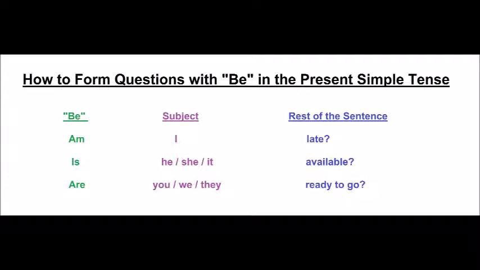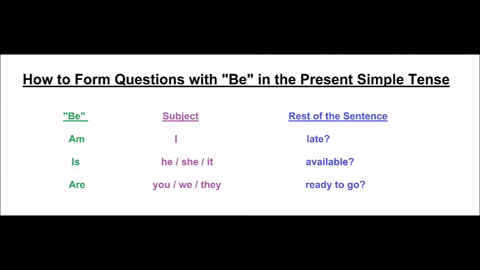Okay? Now moving on to is. Is he available? Or you can say, is she available? Or is it available? Once again, here the correct form of to be is is, and the subject can be he, she, or it.